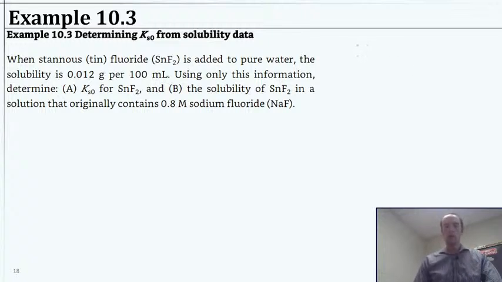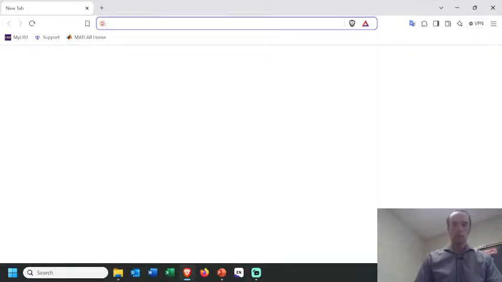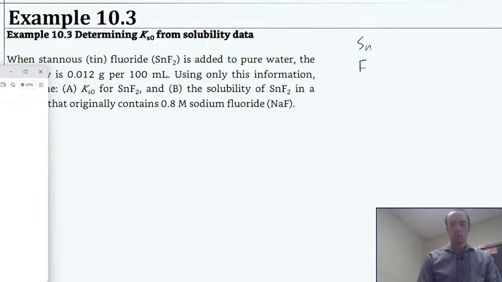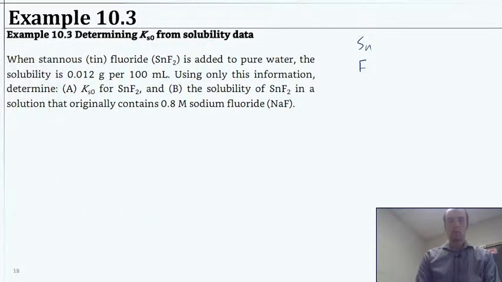Sorry, I should have looked it up for you, but you'd need to look up the atomic weights for tin and fluoride.